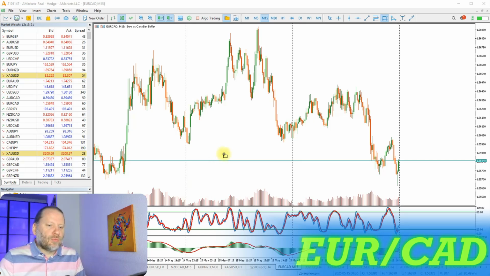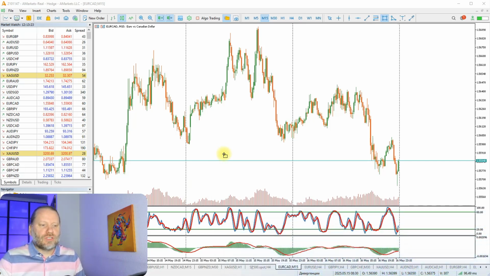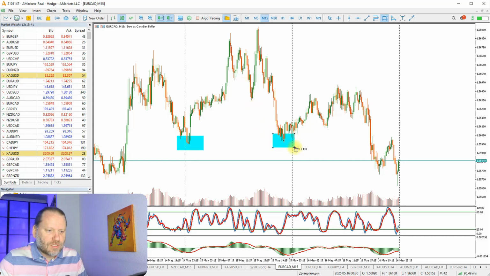Now let's take a look at the Euro-Canadian dollar currency pair. I chose this currency pair because you can trace the resistance line, the mirror resistance line. Let's take a look at the chart. Look here. Here is where the price reversed. There was a reversal point. Then the price went down again and reversed again. There's a second pivot point.